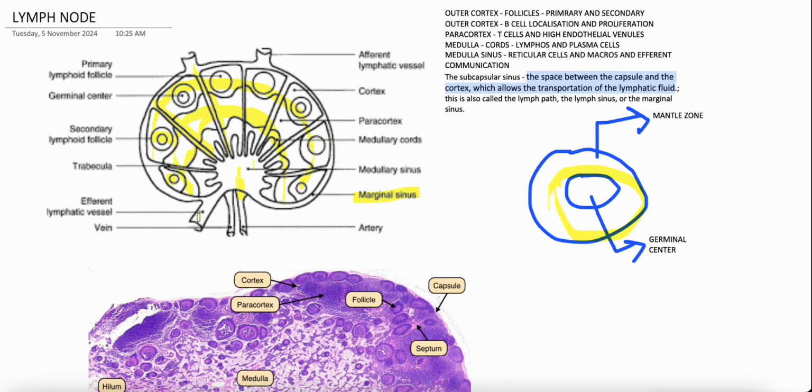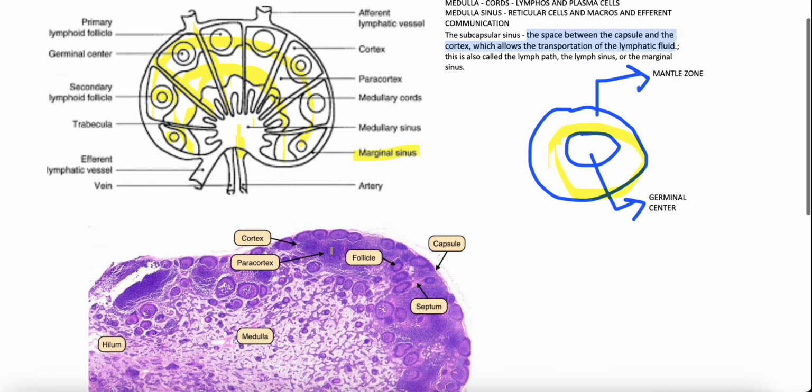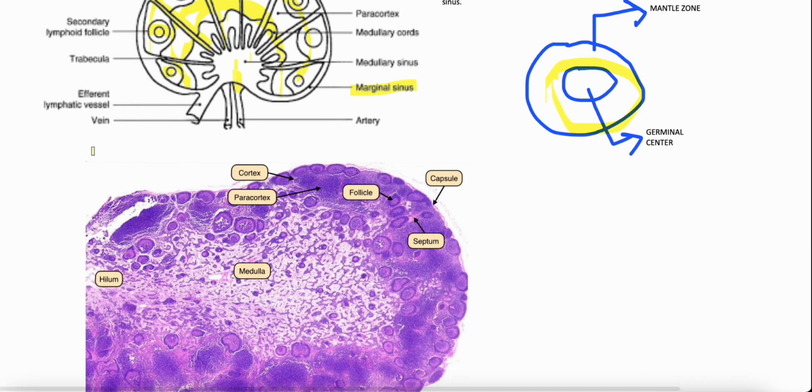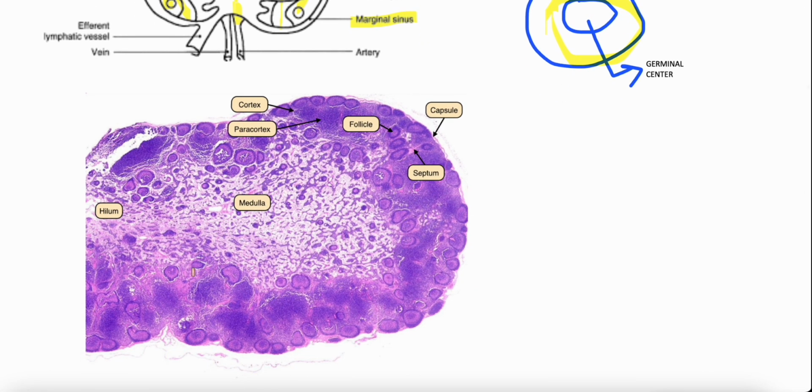If we summarize it, the cortex has follicles, primary and secondary, and those follicles have B cells. The paracortex has T cells. Your medulla is divided into cords and sinus. The cords will have plasma cells and lymphocytes, and the sinus will have reticular cells and macrophages. And there will be an artery and vein, of course, like in every organ. So this is a histological diagram.